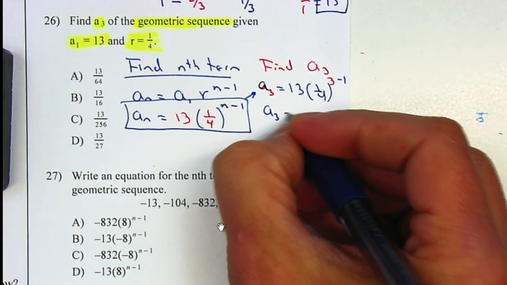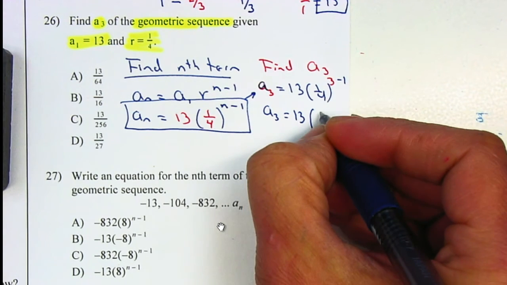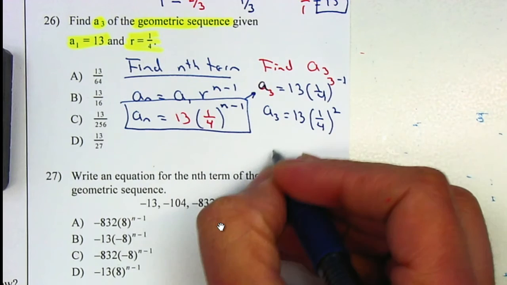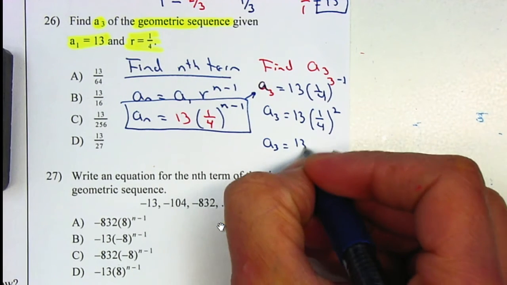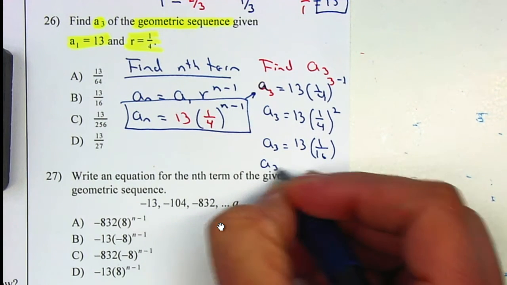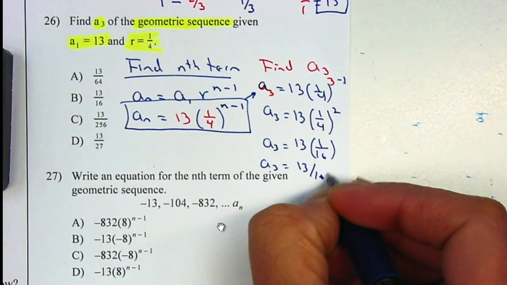So a sub 3 is equal to 13 times 1/4 to the power of 3 minus 1, and 3 minus 1 is 2. So a sub 3 is equal to 13 times 1/4 times 1/4, which will be 1/16. So a sub 3 will be 13/16.